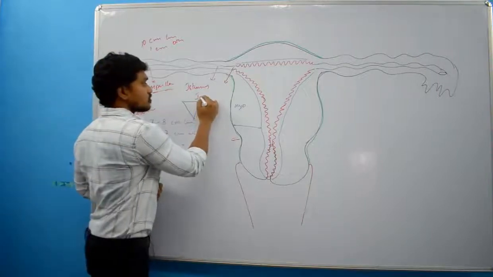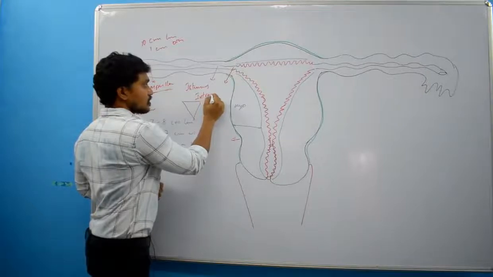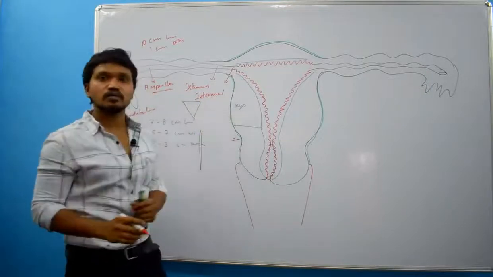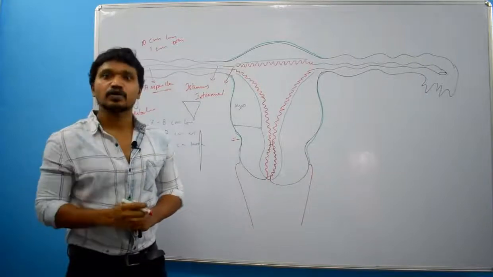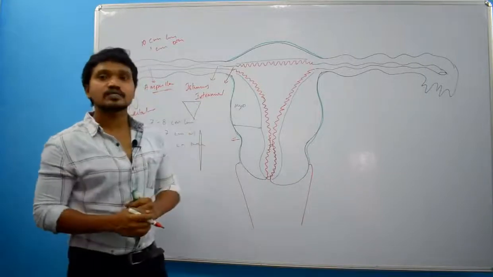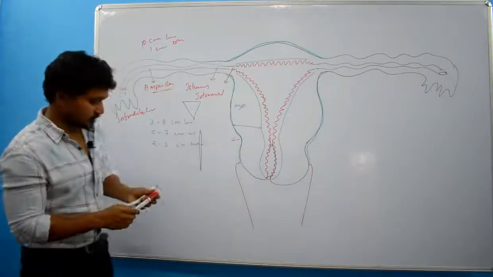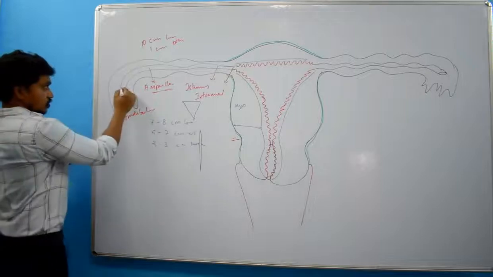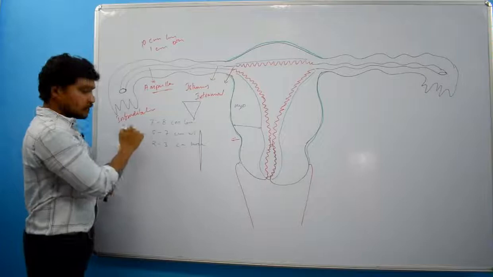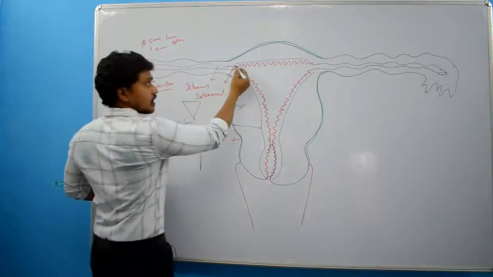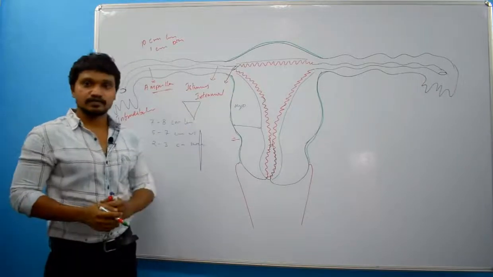Intramural. What is the meaning of mural? Mural means muscle. So, the part of the fallopian tube which is present in the myometrium, what we call the intramural part. Clear? The fallopian tube has two openings. Here, one opening communicates with the peritoneal cavity. And here, another opening communicates with the uterine cavity.